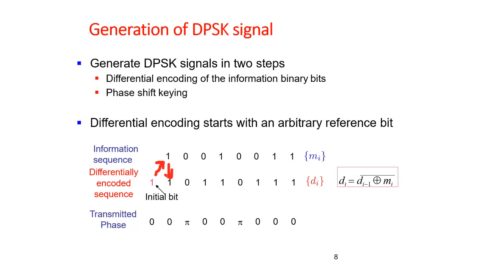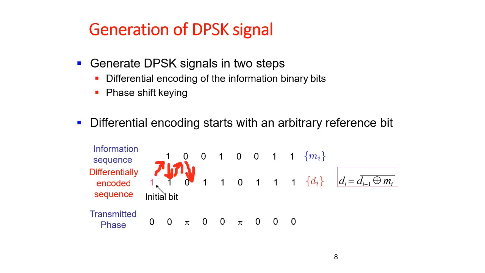Then this 1 XNOR with 0 is 0, so I'm getting the next as 0. Then next again 0 XNOR with 0, it is 1. Right, so these two will be XNORed. I hope it is clear. Then I will be getting this sequence.